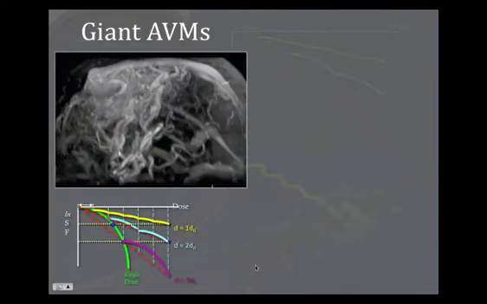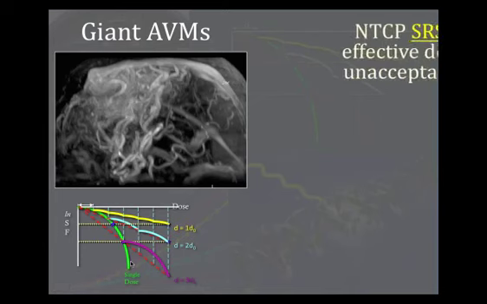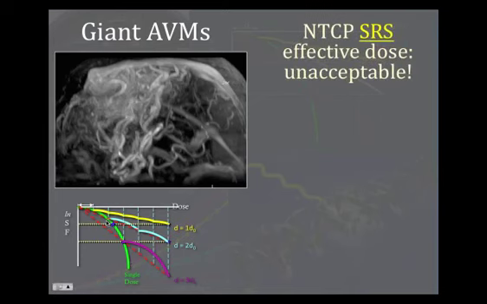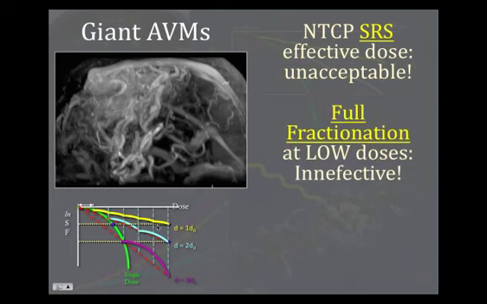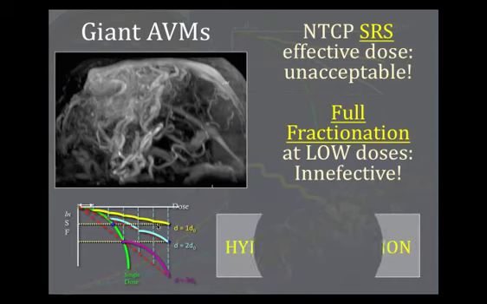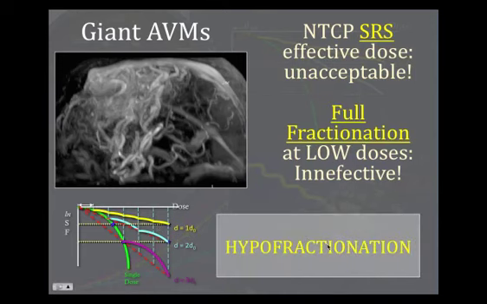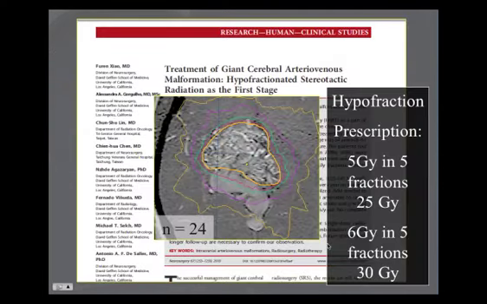What if it's a small AVM? We know radiosurgery is extremely effective to treat it. But what about a giant AVM? Can we do anything with radiation in that regard? And here's just the graphic to show you. What we know is that we cannot give a single blasting dose that's effective to trigger obliteration. On the other hand, if we fractionate, we are not going to go anywhere. So the option is to hypofractionate, and that's what we decided to do with the giant AVMs here in this institution.